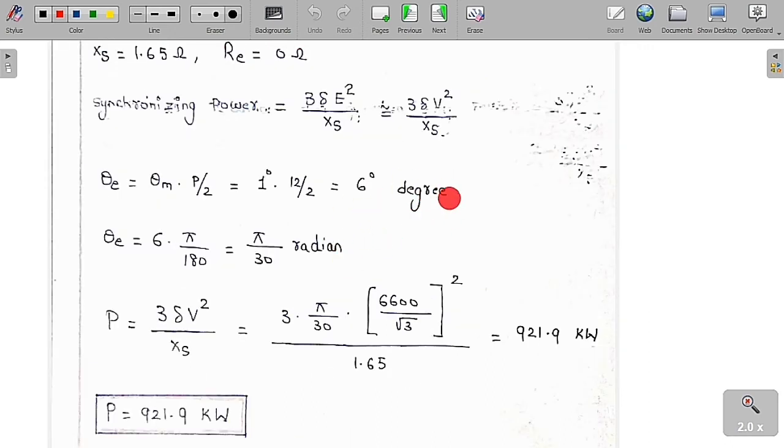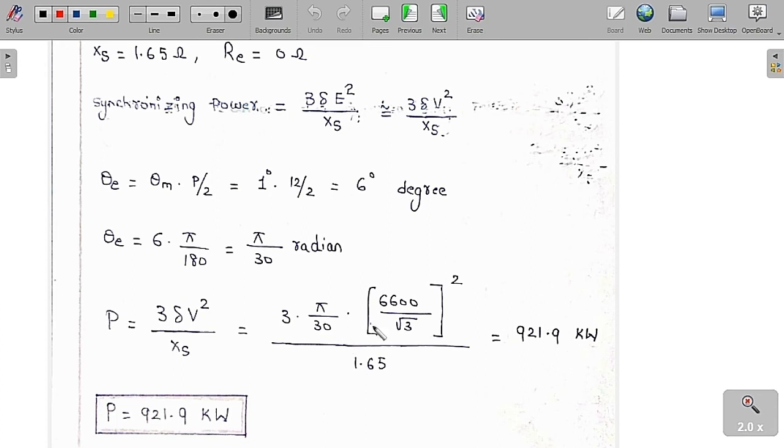Now you have to convert the electrical degree into radians, by multiplying by pi by 180. You are going to get pi by 30 radians. And I have already told you the synchronizing power is equal to 3 delta V square by Xs. Here delta is the amount of displacement in electrical degrees, converted into radians. So always convert the mechanical degree into electrical degree, and then into radians. Then that value only you have to use here.